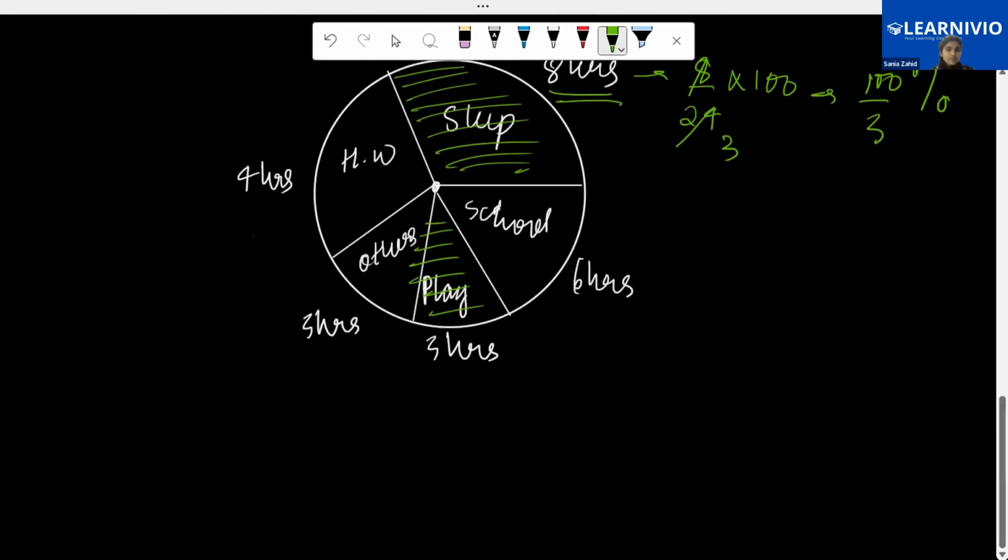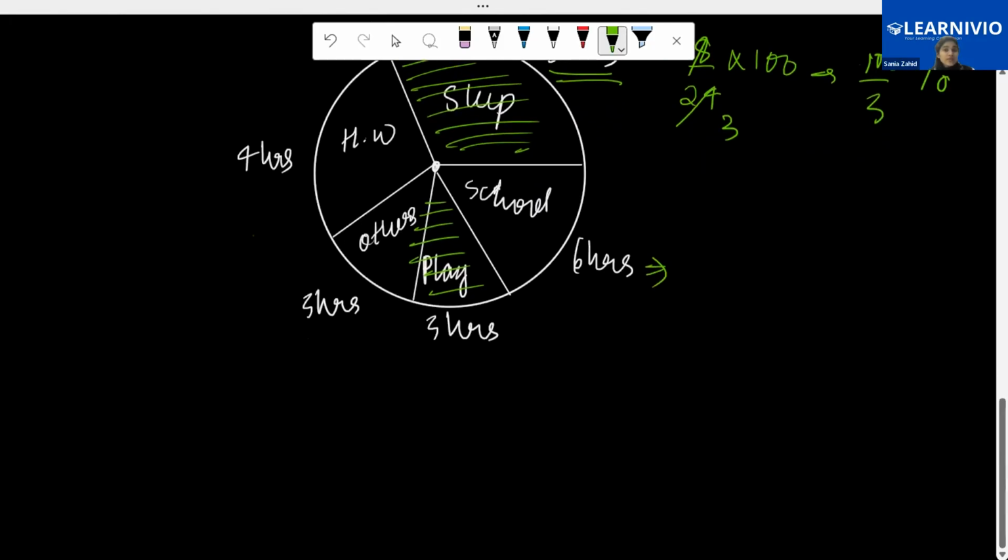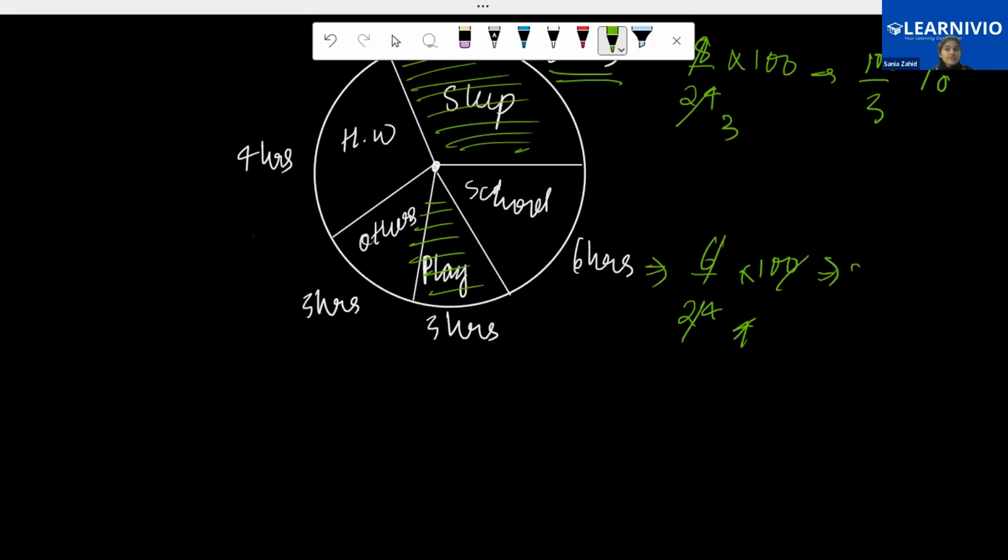Then for school it is 6 hours. So the percentage of the day that is going in school is 6 by 24 into 100 again. So 25 percentage of the time. Okay, so that means out of 24 hours, the student devotes 25% of the time in school, 33% of the time in sleeping, and then like playing you have.